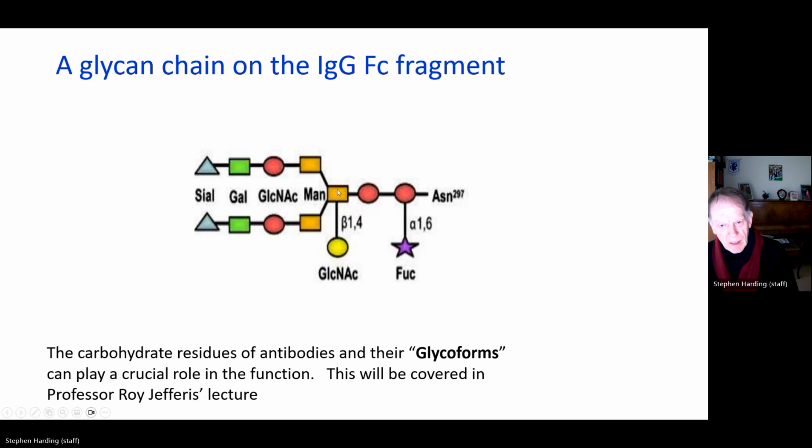Okay, this is mannose, this is galactose, and this is sialic acid. And sialic acid has this charge group, this acidic group on the end. As I said, the carbohydrate residue of antibodies and the glycoforms play a very important role.